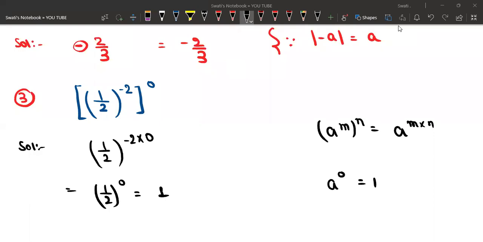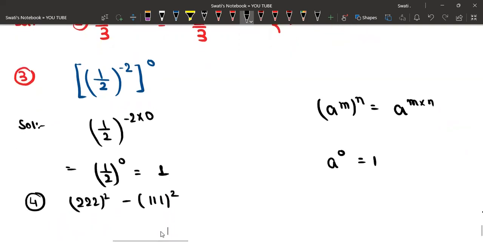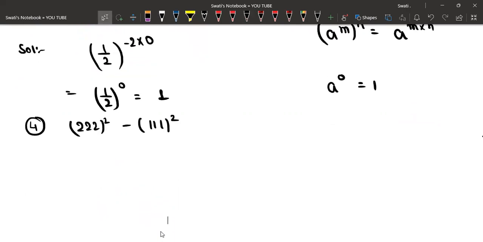All right, so now we can go to the next question, and that will be the fourth question. In the fourth question, we need to simplify 222 whole square minus 111 whole square. Remember here, don't multiply 222 with 222 and then 111 with 111 and then subtract. No, don't do that. We have a formula for this, a square minus b square. This is in that form, so we can use the formula (a minus b) times (a plus b).